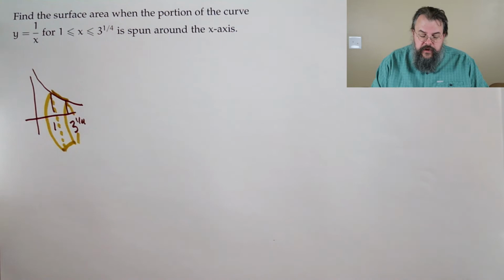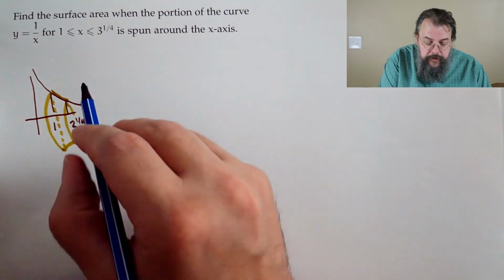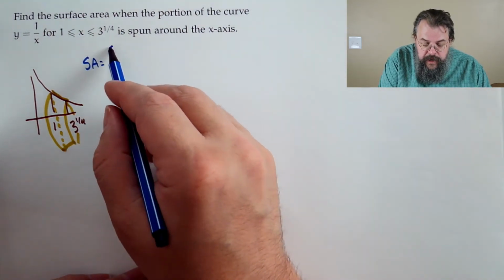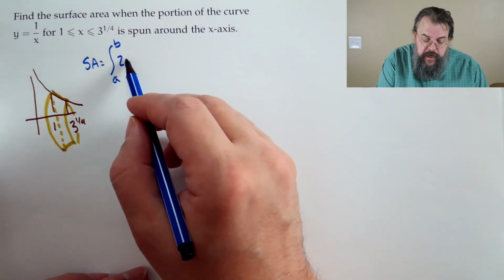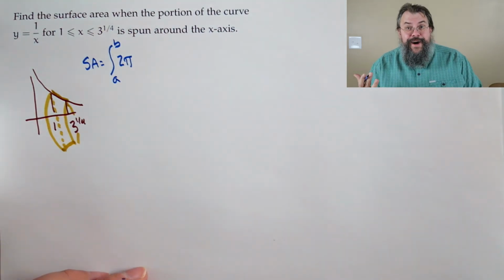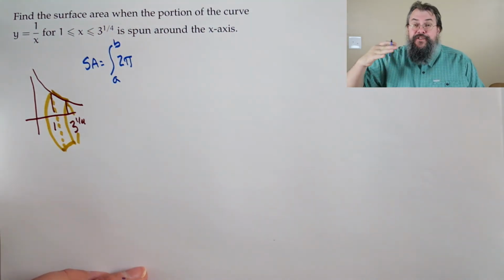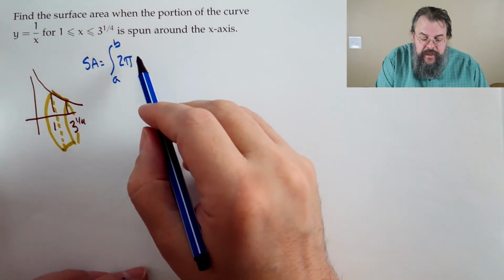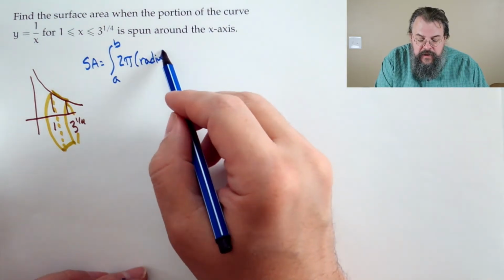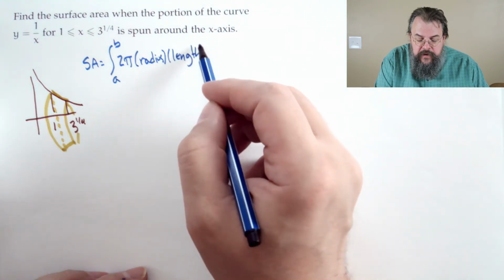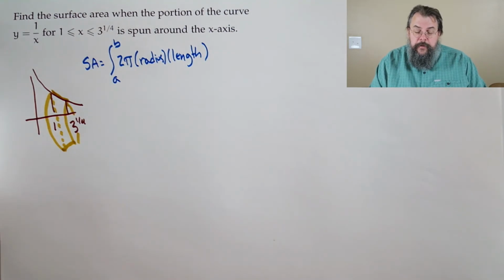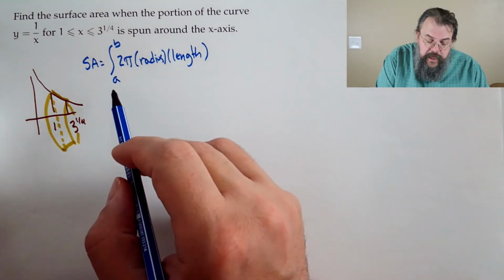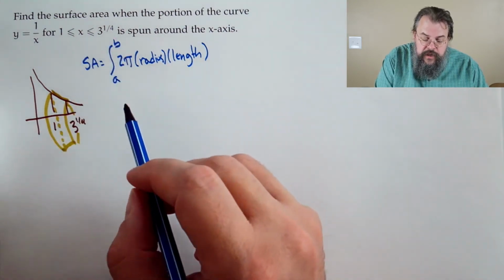Now, the way that surface area works is by the following. Surface area is equal to, you add up your little pieces of surface area. So we're adding up from A to B. There's a 2 pi. Well, not surprising that there's a pi. Whenever we see something that's kind of circular, we should expect a pi involved. Then it's radius times length. And that's our formula for surface area. Now, in our case, we can identify our various pieces. Our A and B, well, they're given to us, 1 and 3 to the 1/4.